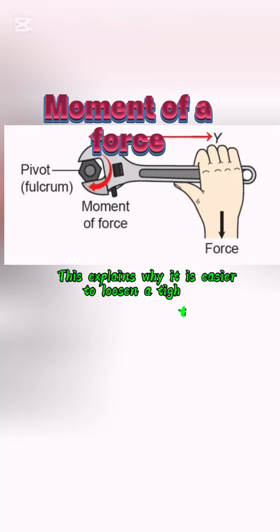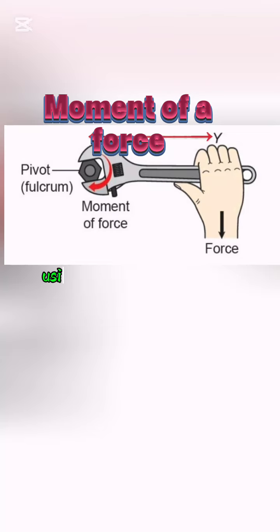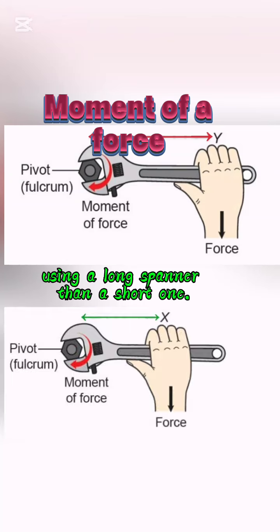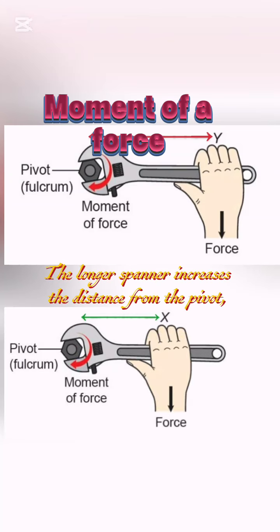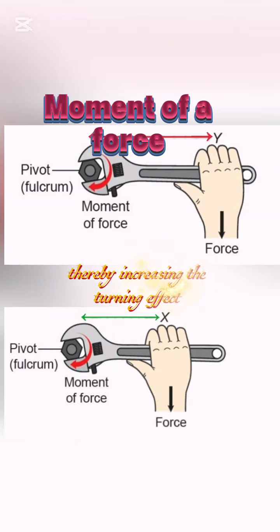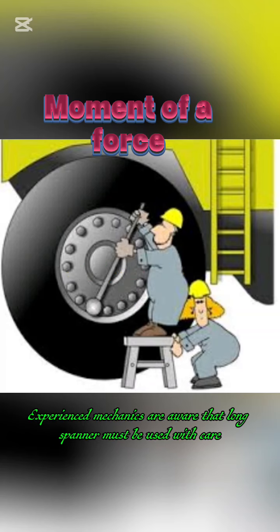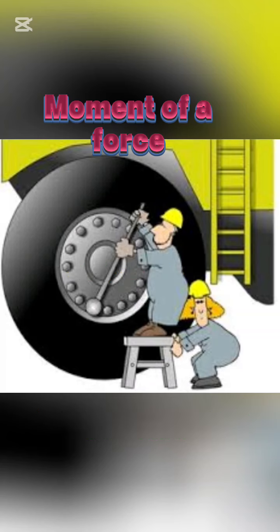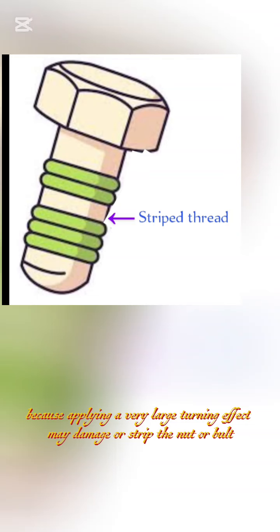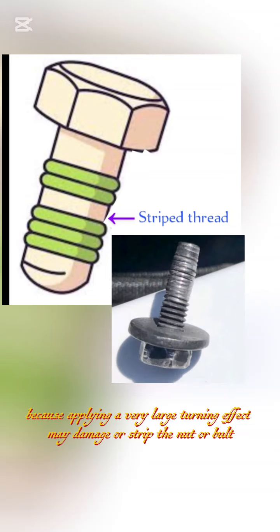This explains why it is easier to loosen a tight knot using a long spanner than a short one. The longer spanner increases the distance from the pivot, thereby increasing the turning effect. Experienced mechanics are aware that a long spanner must be used with care because applying a very large turning effect may damage or strip the nut or bolt.